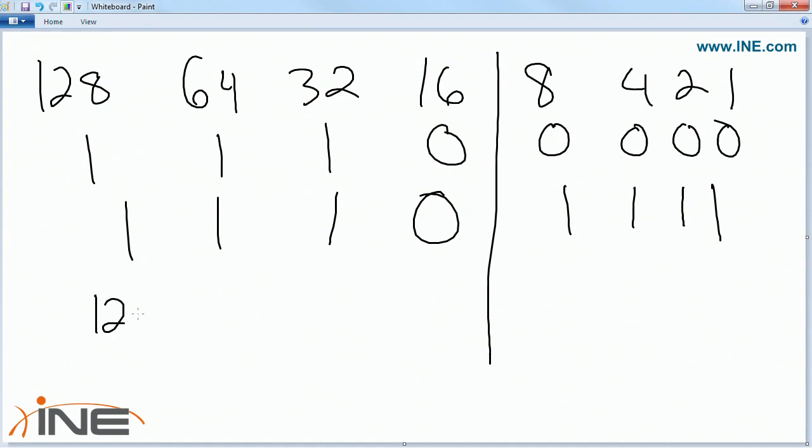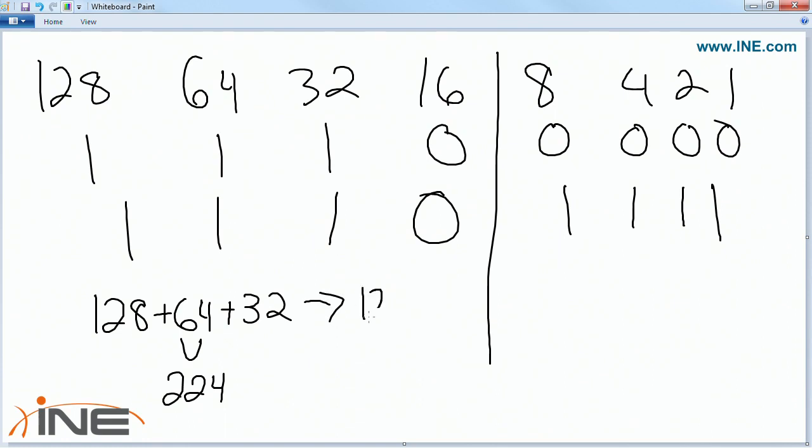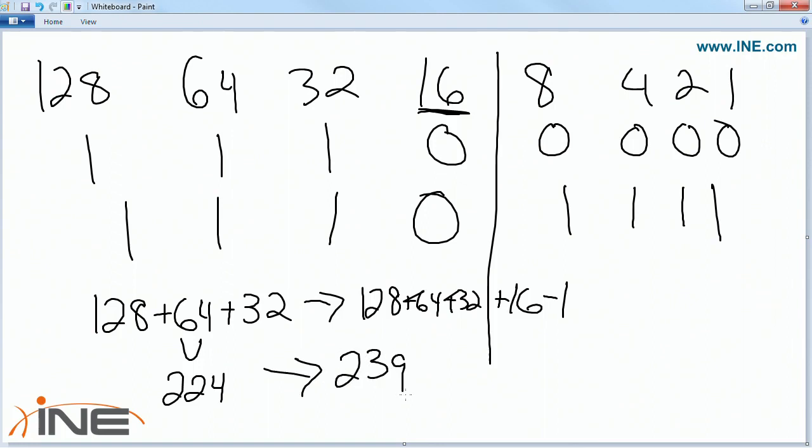This is going to be 128 plus 64 plus 32, which is the starting range. So this is 224. Then it's going to go through the same values, 128 plus 64 plus 32, and then 1 less than 16. So plus 16 minus 1. So this is going to take us up through 239. Again, for class D.